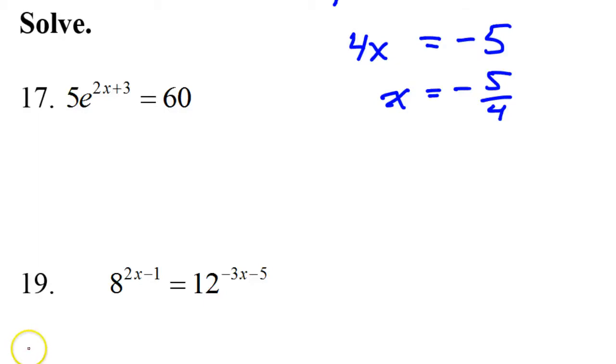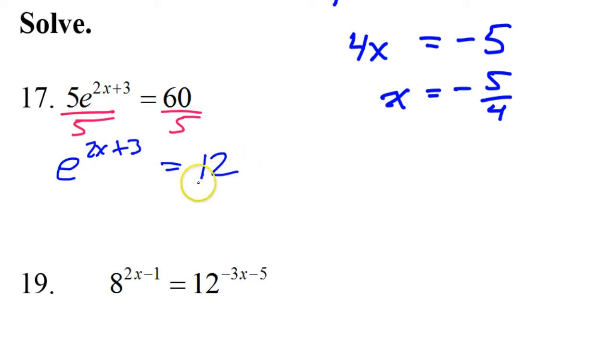So in this video we're going to be solving some exponential type equations, and it's going to often involve logarithms. Looking at problem number 17, of course our first step is going to be to divide both sides by 5, get rid of that 5. So that gives me e to the 2x plus 3 power equals 12. That's as far as we can go using regular algebra skills.